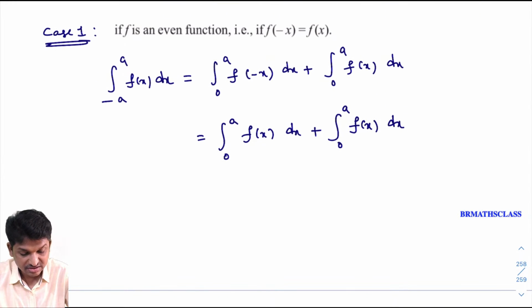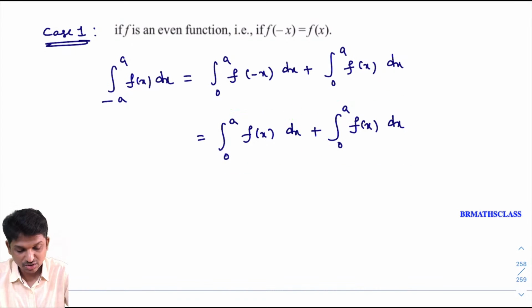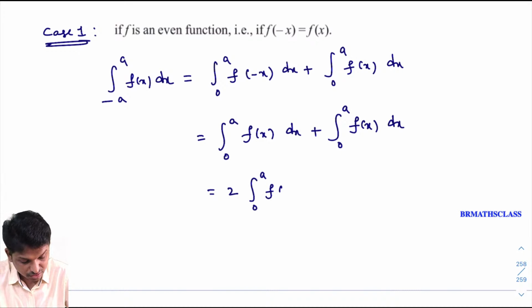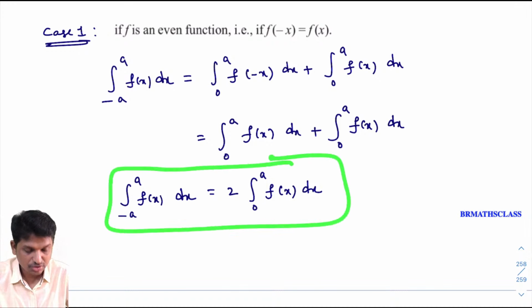Look here, these two things are the same, like x plus x. X plus x is 2x. So what will you get here? This equals 2 times the integral of 0 to a f of x dx. So on this side, the integral of minus a to a f of x dx equals 2 times the integral of 0 to a f of x dx. The first part is actually over.